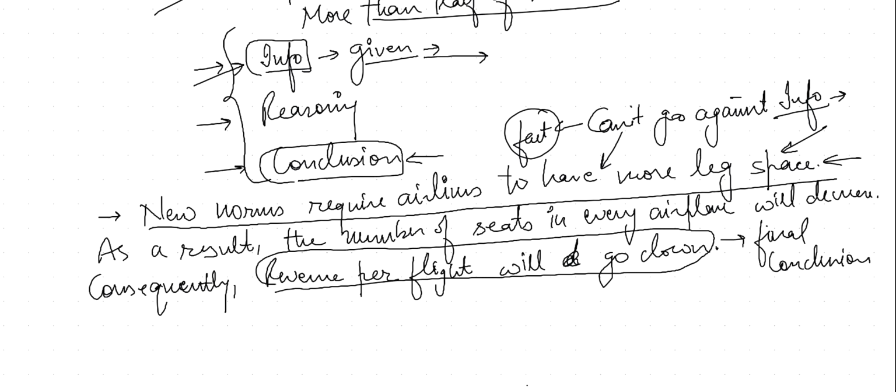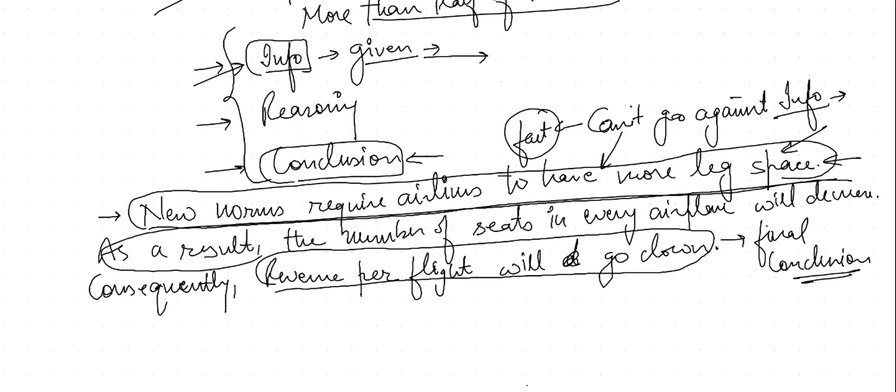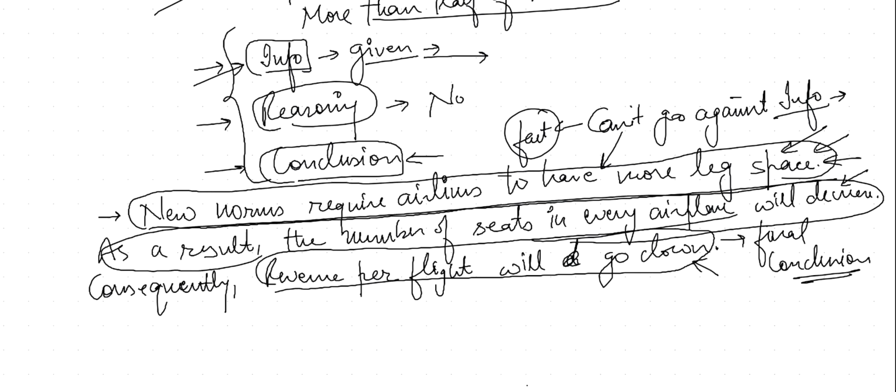Everybody with me on this? This is the final conclusion of the argument. This is what I want to say eventually, that revenue per flight will go down. And I'm using this information and this reasoning to make this conclusion. So the reasoning is number of seats may go down. This is the reasoning being used.